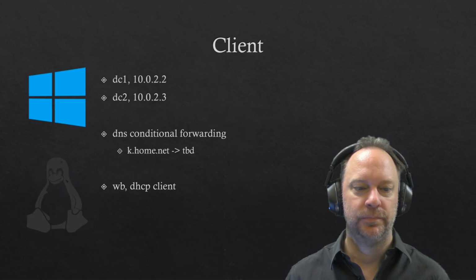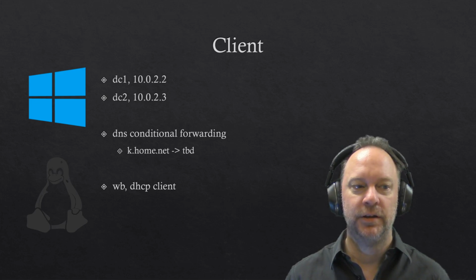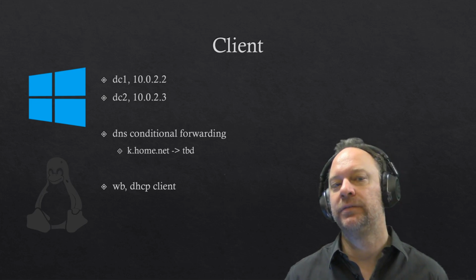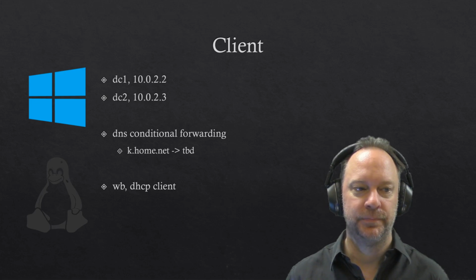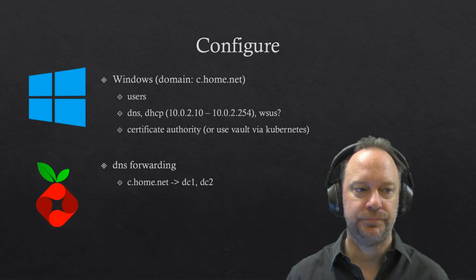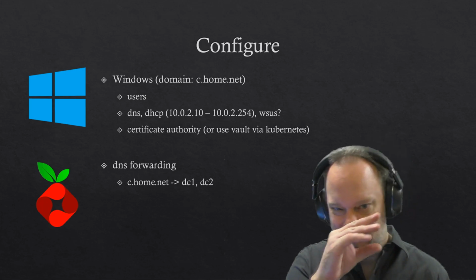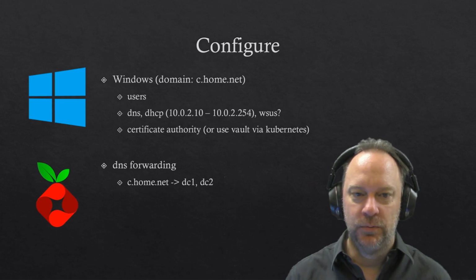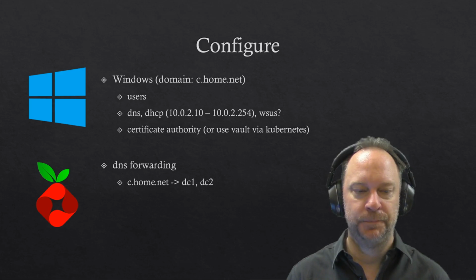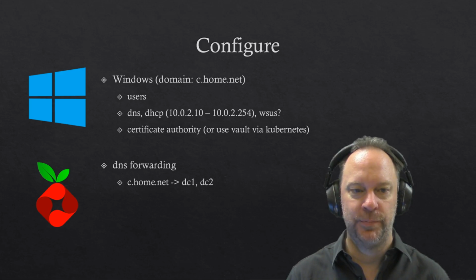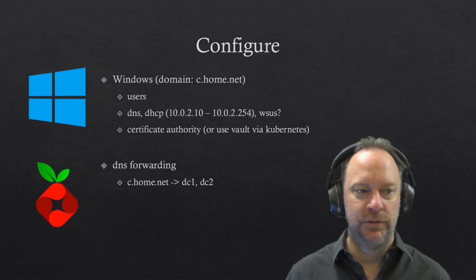For myself, I like to log in to my Linux system using the username that I have set up on my domain controllers. That's why I have it as a Windows system client. All right, let's configure a little bit. So we've got our domain controller set up. We create a domain using c.home.net or whatever your domain is. Stand up a user there. That's where I set up my user account.